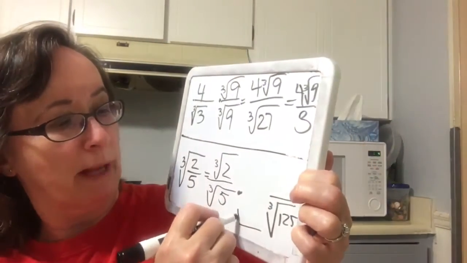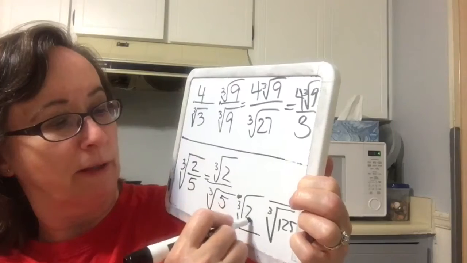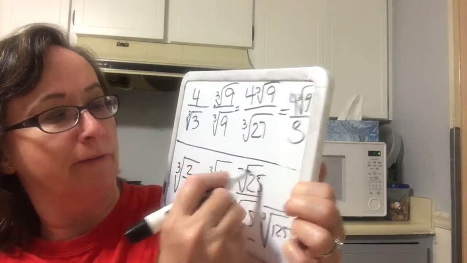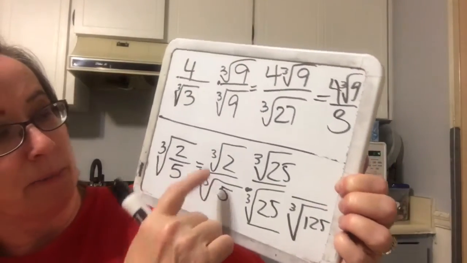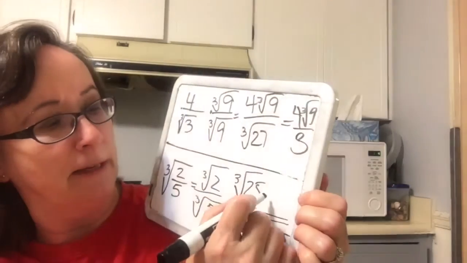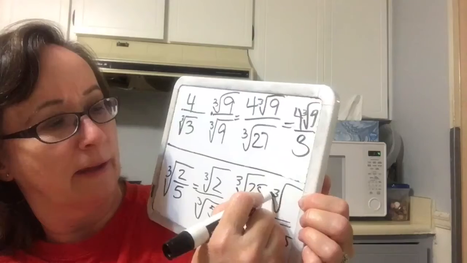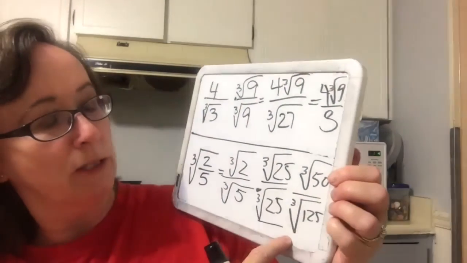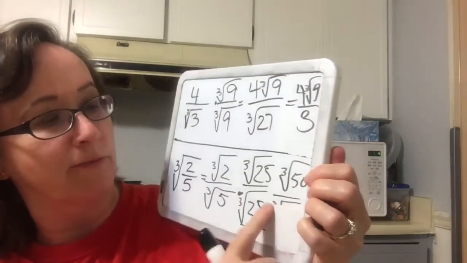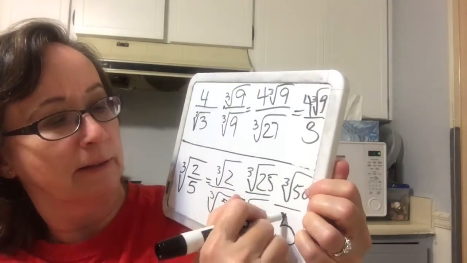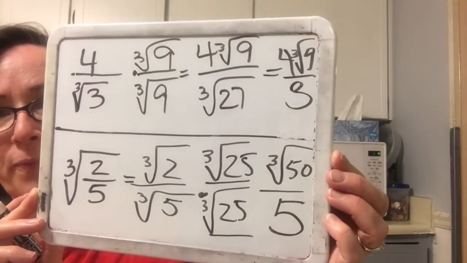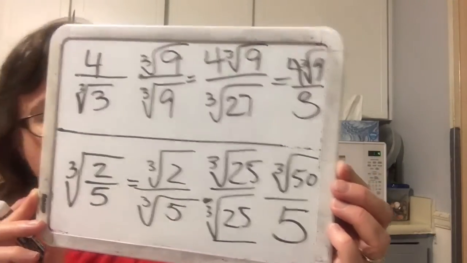And I'm going to have to multiply by the cubic root of 25 over the cubic root of 25. And my new answer will be the cubic root of 50. And on the bottom, I get cubic root of 125, which is just 5. So there's a picture of that.